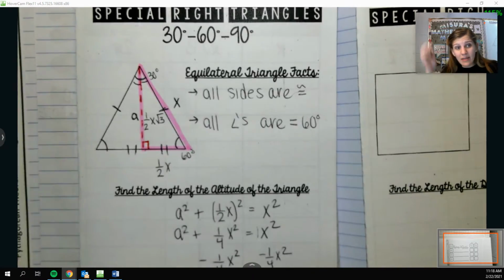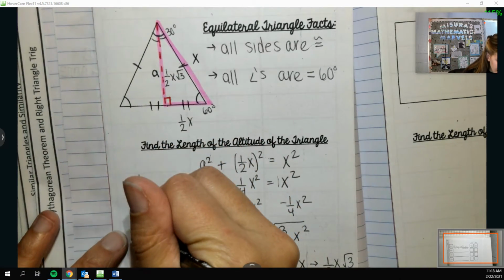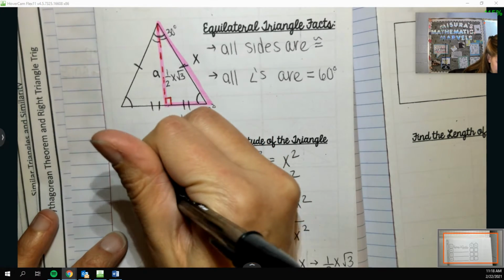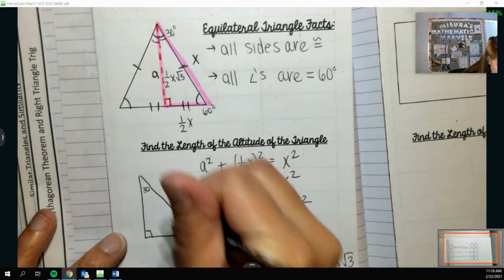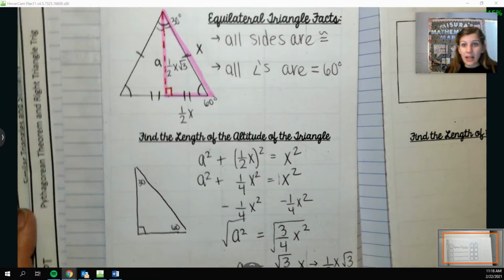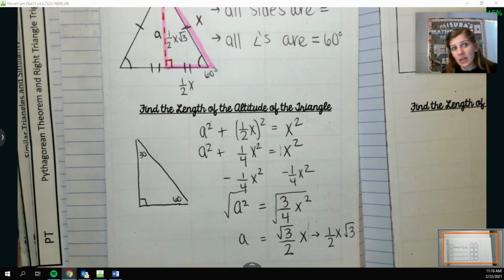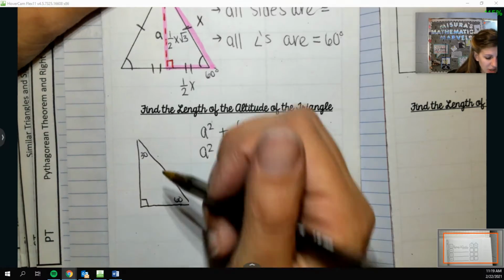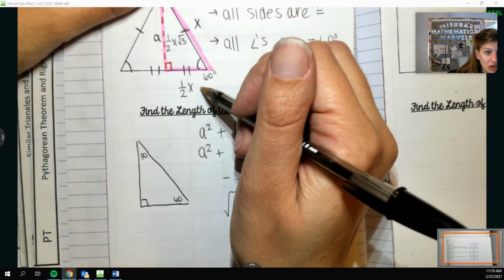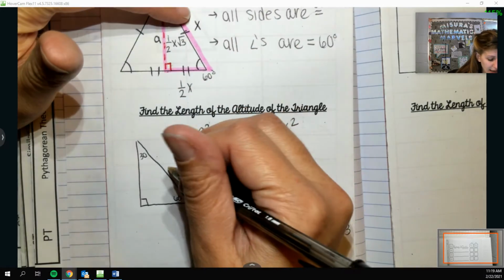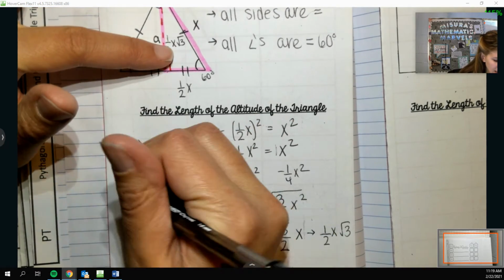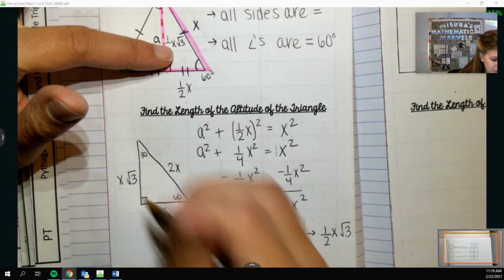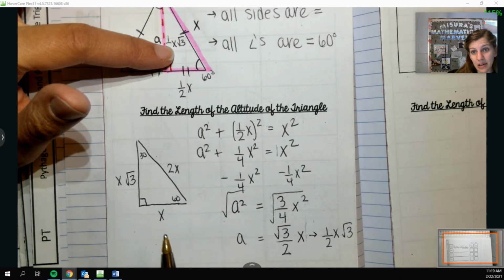And what actually makes this even better to look at is if I take that right triangle down there and scale it up a little bit. So we got our 30 here, our 60 here. If I scale it all up by 2, then I won't be looking at nasty fractions. So if I times each of these sides by 2, I'd have 2x, x root 3. That helps us to see a pattern here.